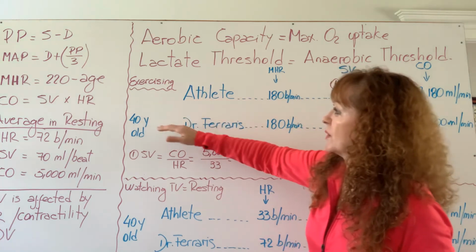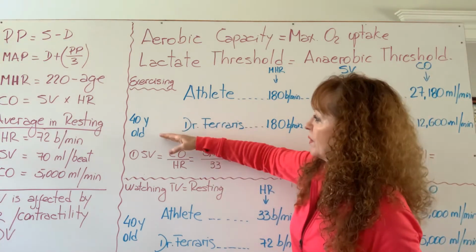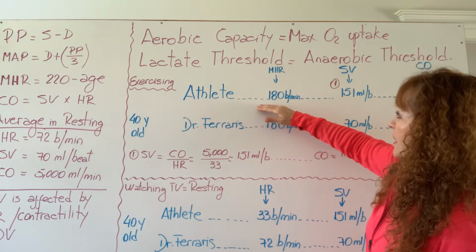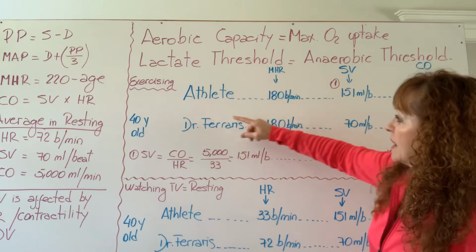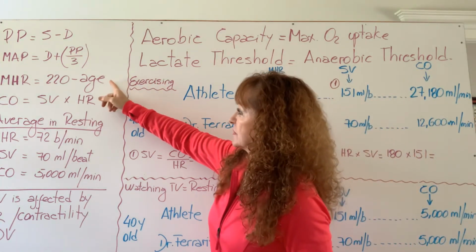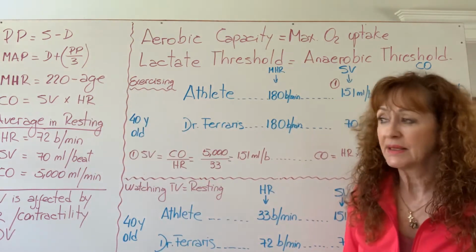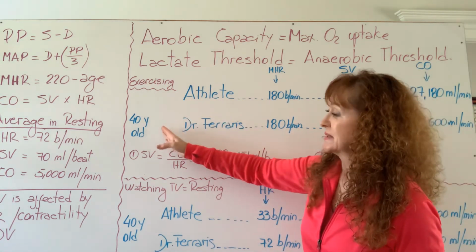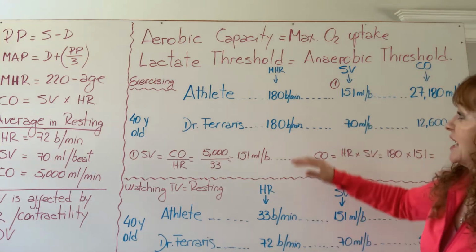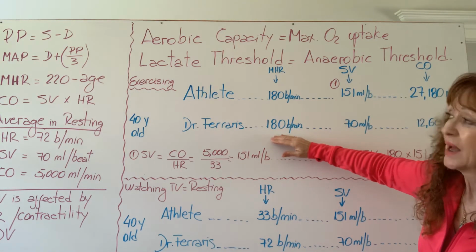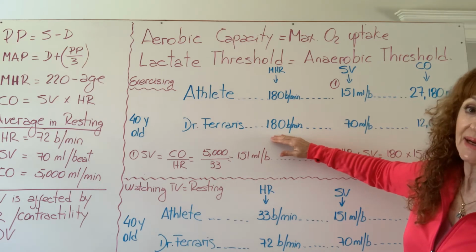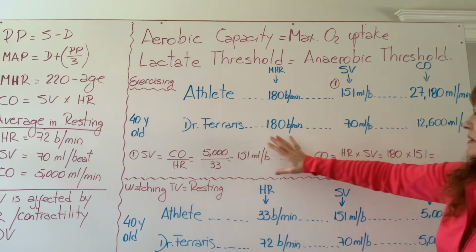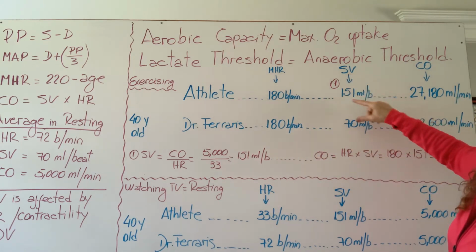But again, we both engage in physical exercise, we both are 40 years old, and the athlete's maximum heart rate is based on this calculation. It's calculated by 220 minus the age. Obviously the athlete and myself are the same age, so we both have the same maximum heart rate, that is 180 beats per minute. Now, let's apply the calculation for the stroke volume.